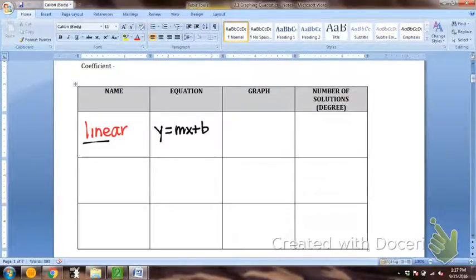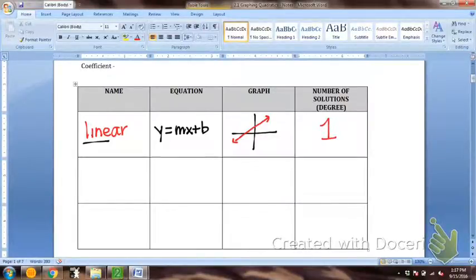The graph of a linear equation is a what? It's a line. Okay, and what is the degree of y equals mx plus b? What's the highest degree? 1, right?